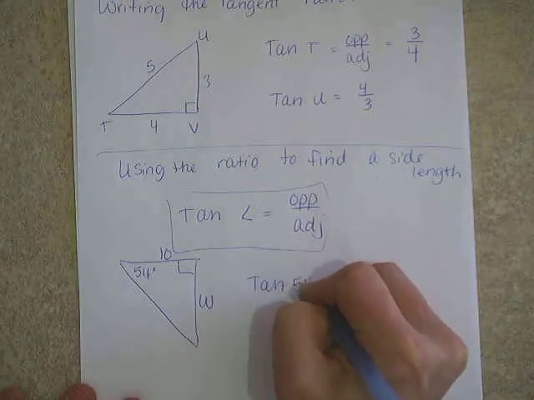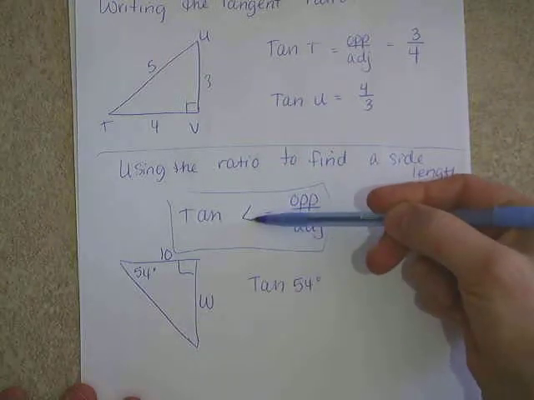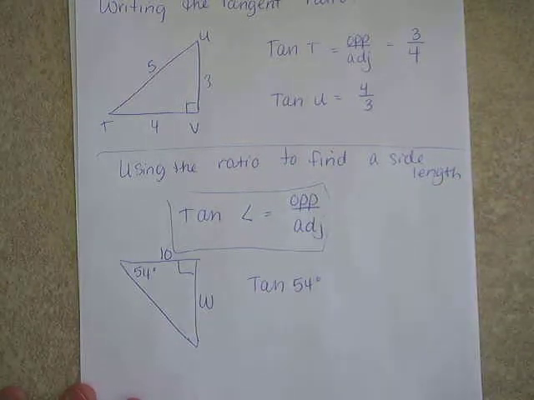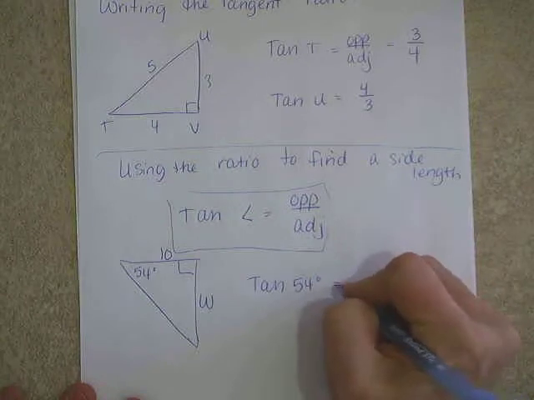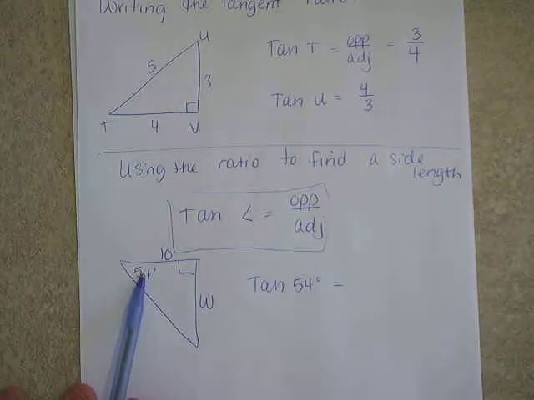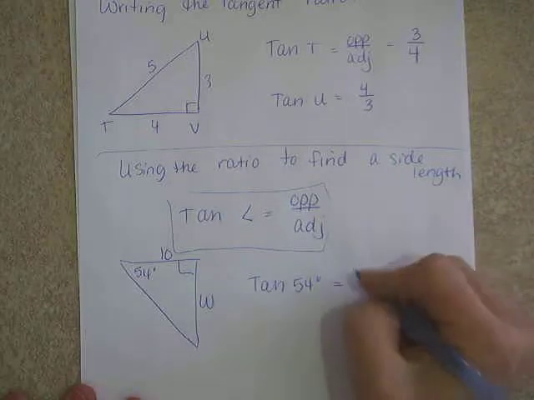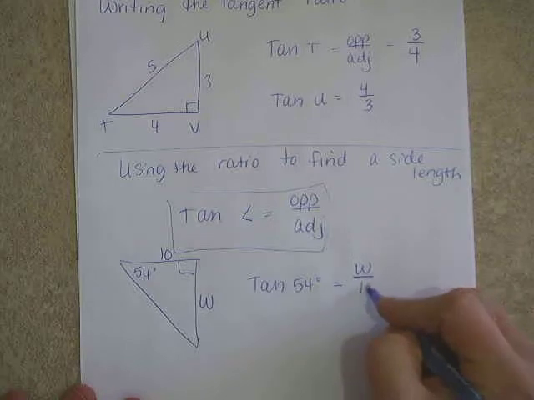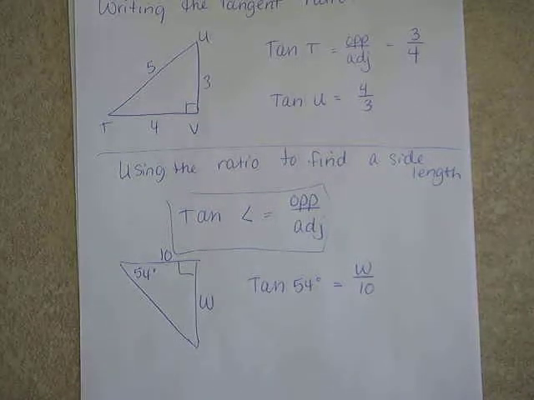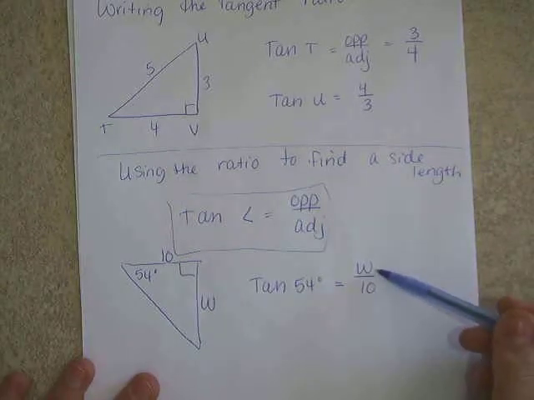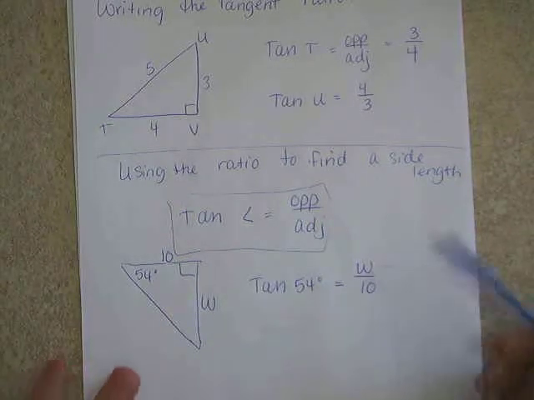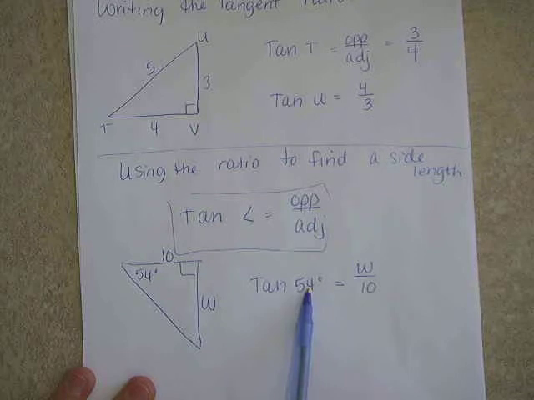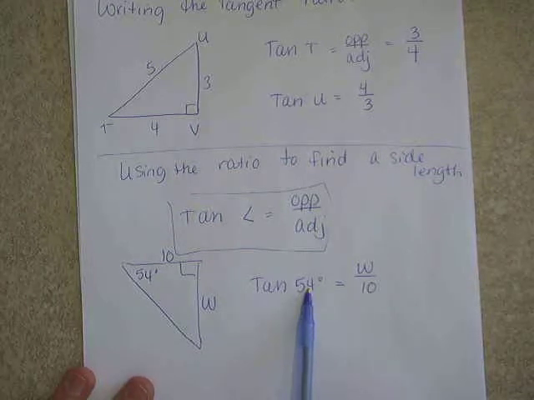So filling in what we have, you're going to say the tangent of 54 degrees. So we're replacing the angle with the angle measure. Equals, well, what is the opposite for 54? It's W over the adjacent, which is 10. Okay, so once you have it set up, that's half the battle, but in order to solve for W, we've got a little bit of algebra to do.